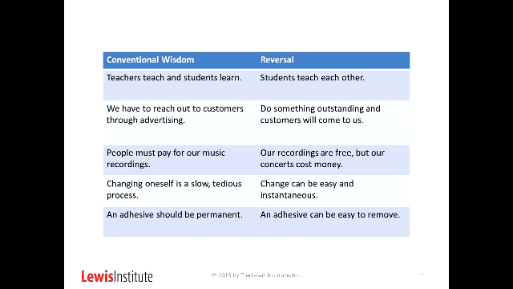Next one: we have to reach out to customers through advertising. Well, a guy named David Meerman Scott has a book called The New Rules of Marketing and PR, in which he says this is all wrong today. Actually, he and Seth Godin both have been talking about the fact that if you do something outstanding, customers will come to you. Now, at the very simplest level, I have been doing this since 1991 when I wrote my first book.